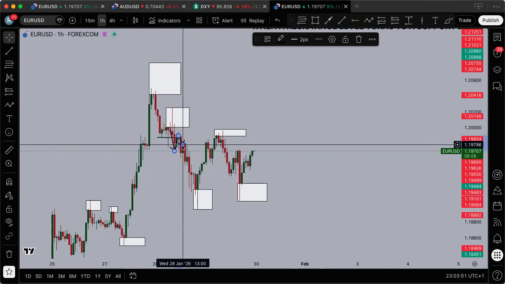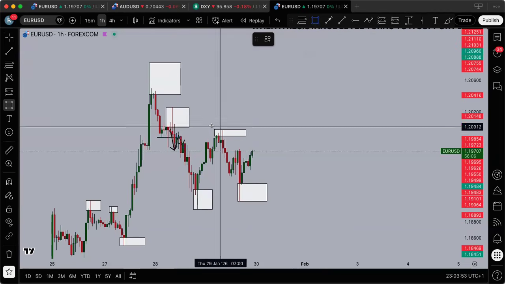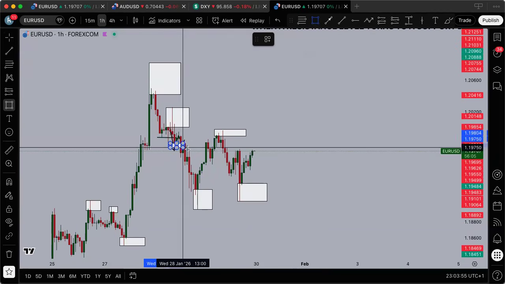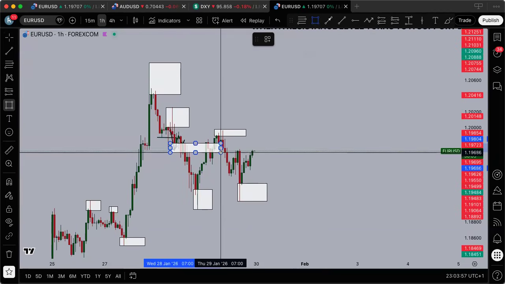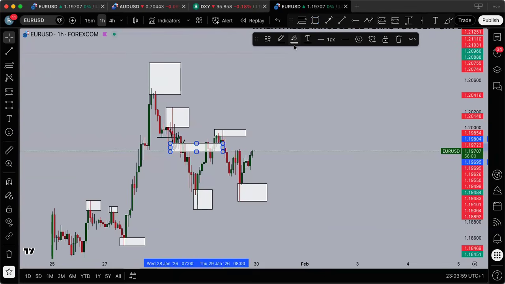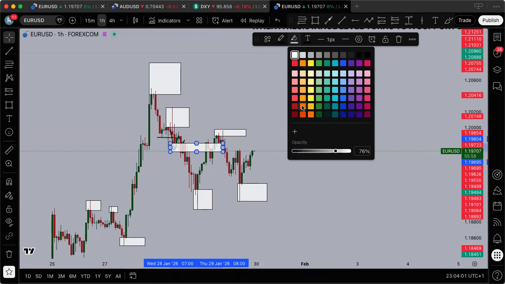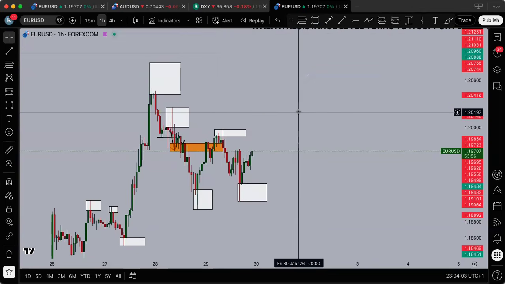Now, mind you, this low down here is also called a support zone. Please, I just want you to highlight the wicks. Let me change this color. Guys, I don't know if I'm making sense.